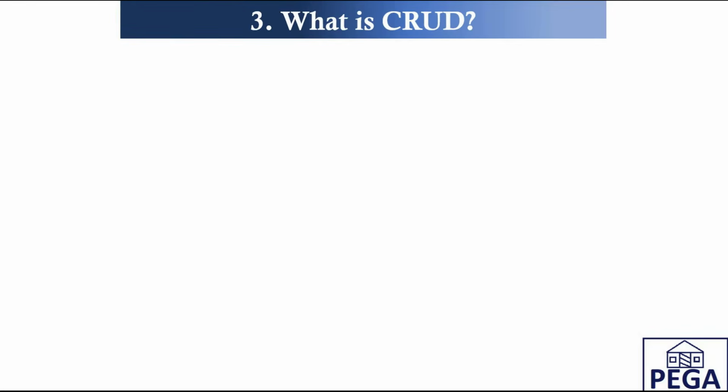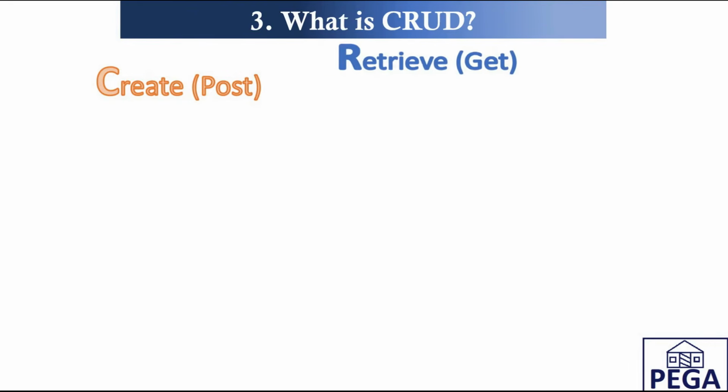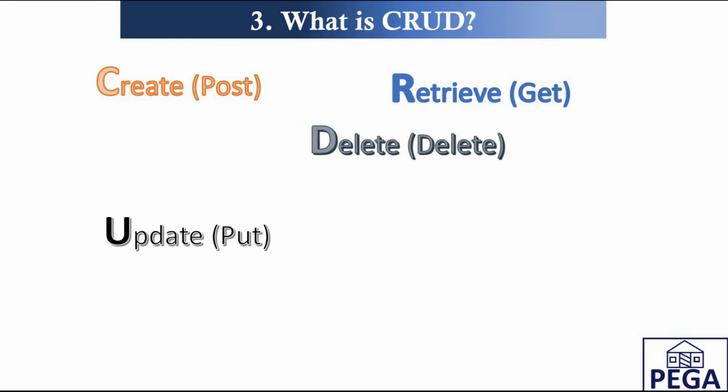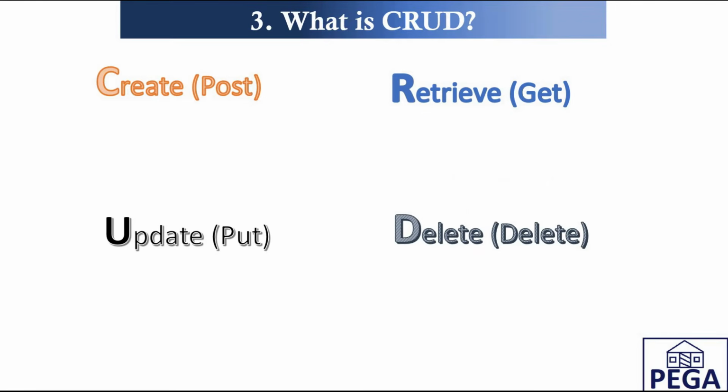Now let's try to understand CRUD. CRUD is actually nothing but four different methods which define APIs, or which are mostly used in APIs, combined to make this word called CRUD. CRUD is create, then retrieve, then update, and then delete. So that's all CRUD.